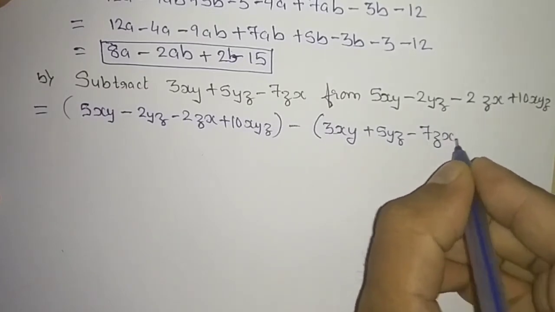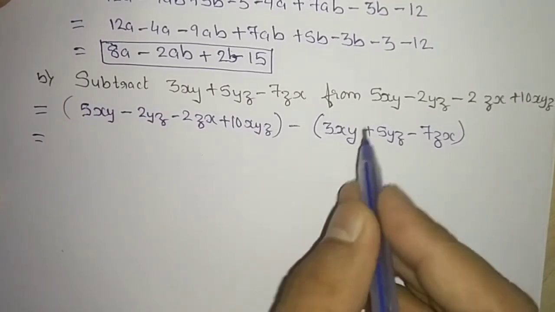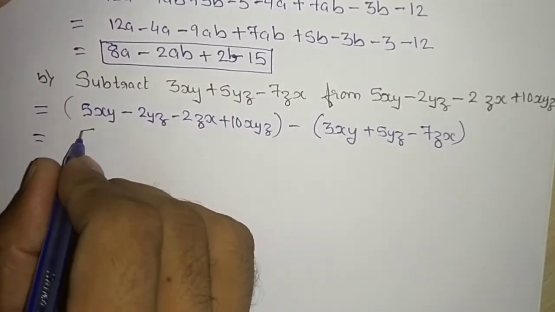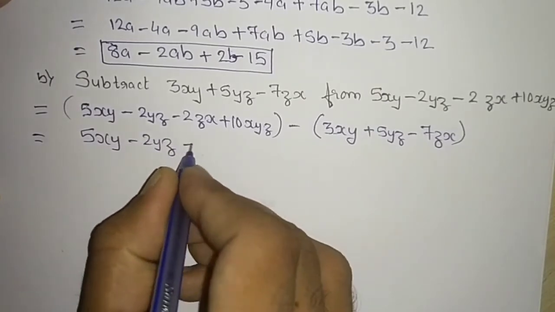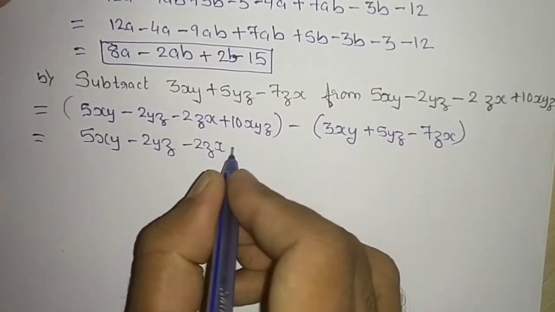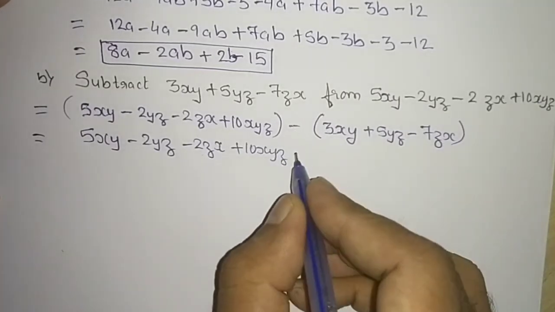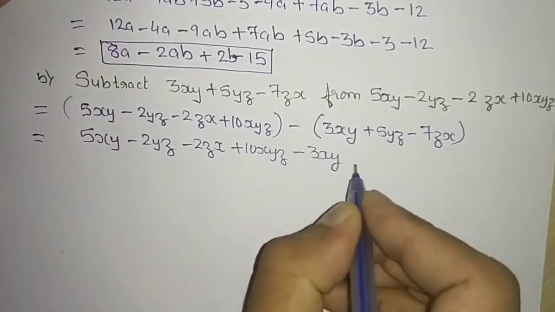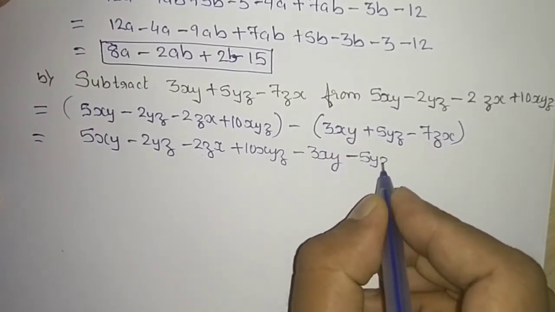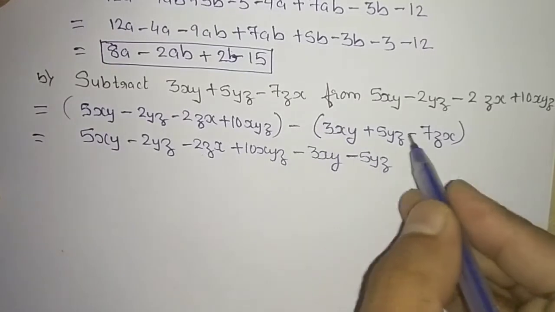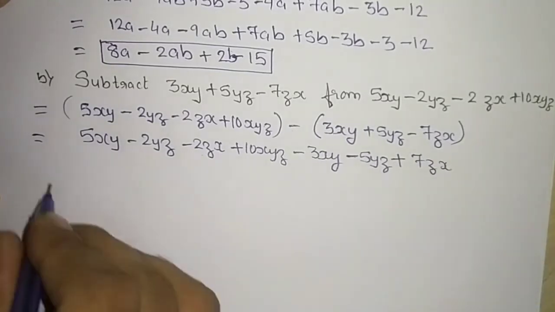minus 7zx. If you don't want to keep in bracket, change the sign directly. 5xy minus 2yz minus 2zx plus 10xyz, minus into plus will become minus 3xy, minus into plus will become minus 5yz, minus into minus will become plus 7zx.